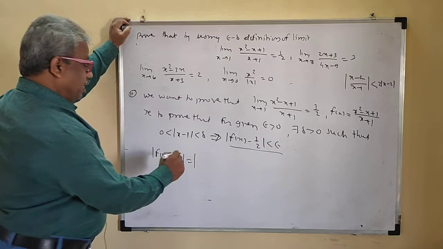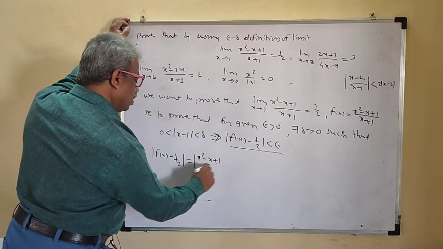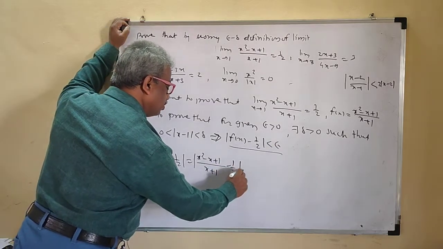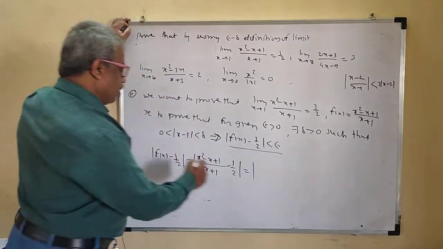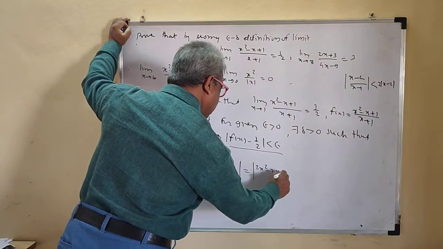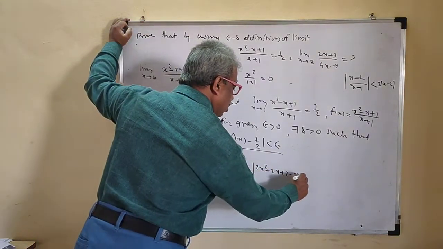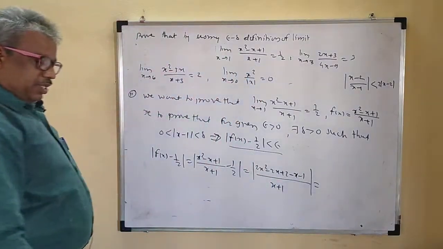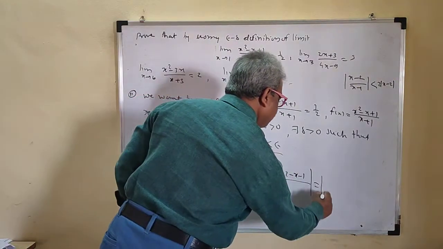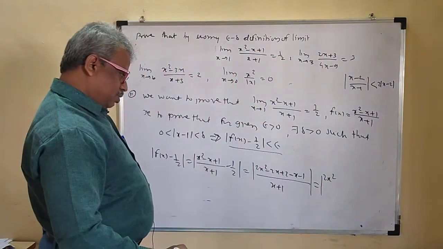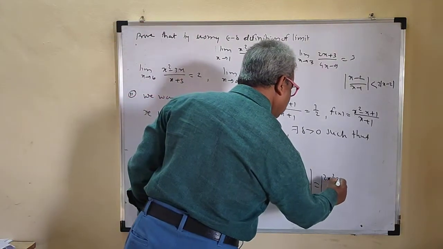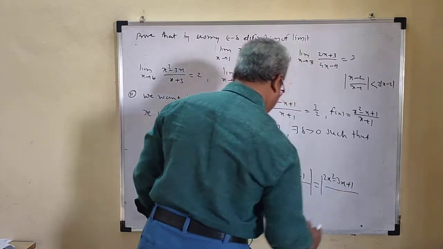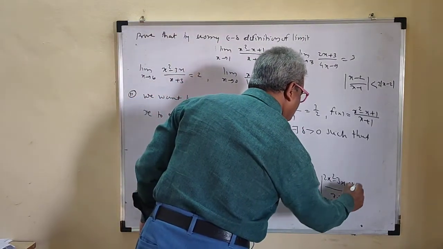This is equal to (x² − x + 1)/(x + 1) − 1/2. We'll simplify this. So this will be (2x² − 2x + 2 − x − 1)/(2(x + 1)). So this is (2x² − 3x + 1)/(2(x + 1)).